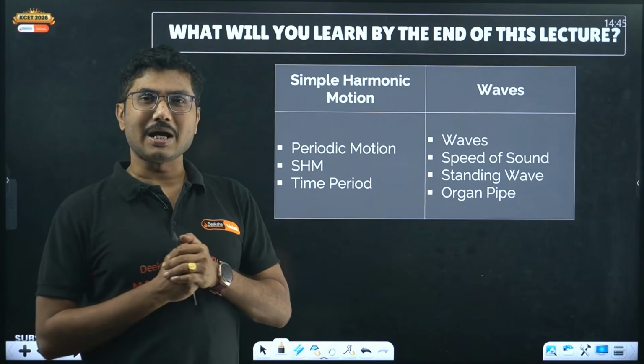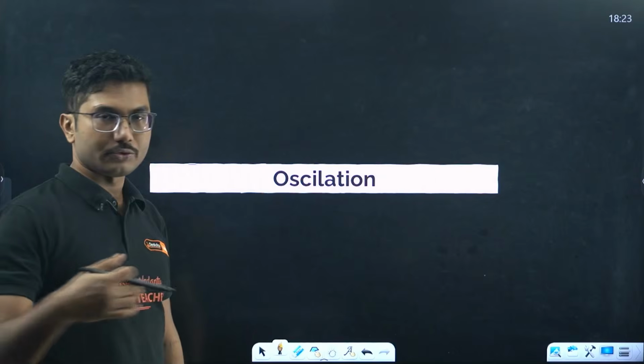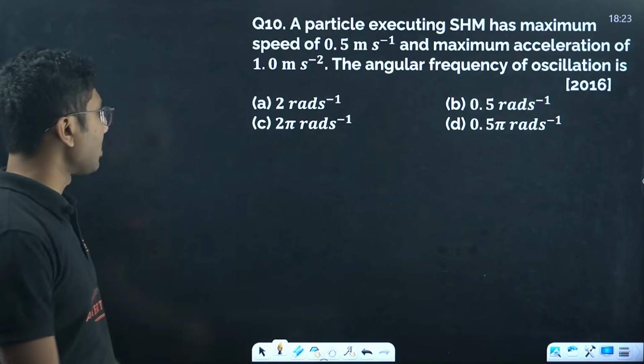First chapter is simple harmonic motion. Namely, it is an easy question, so solve it. Now let's move on to the next chapter, oscillation.